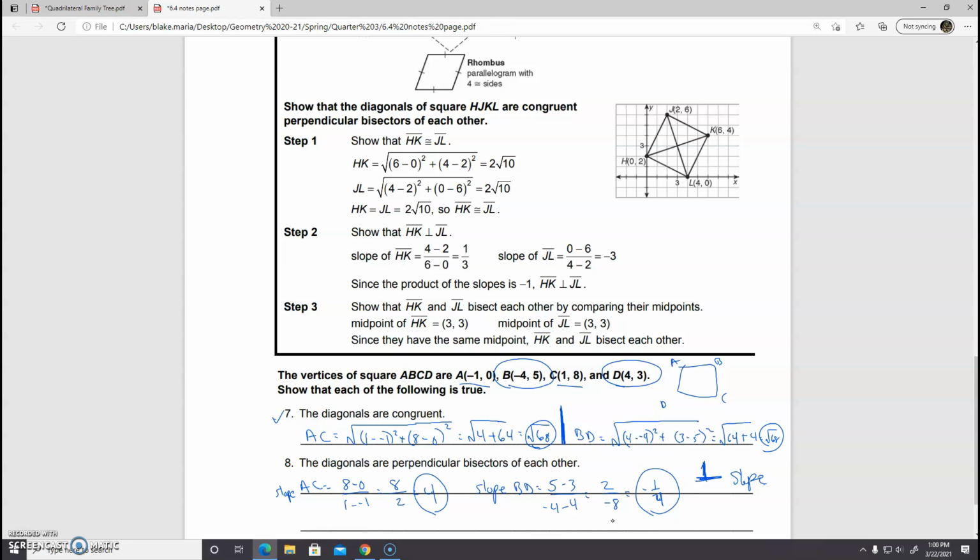All right, that's about as far as we're going to go. They do have you do bisect as well, and if you look up here in step 3, they'll show you an example where they find the midpoint of each. I'm just going to run out of time though.